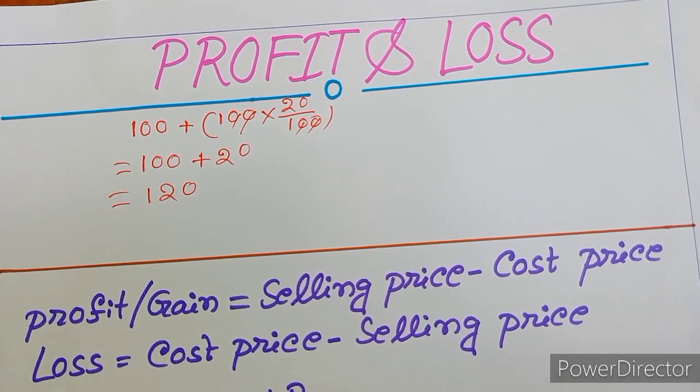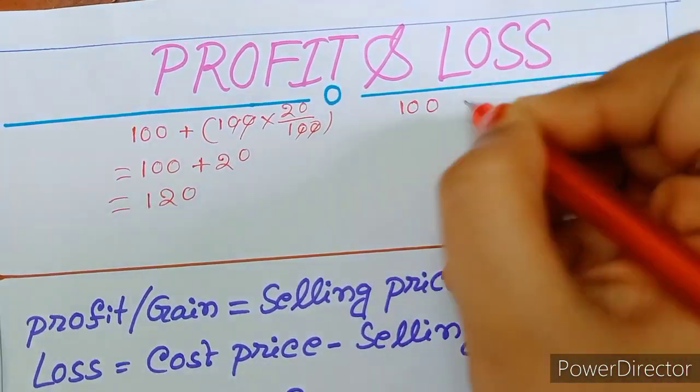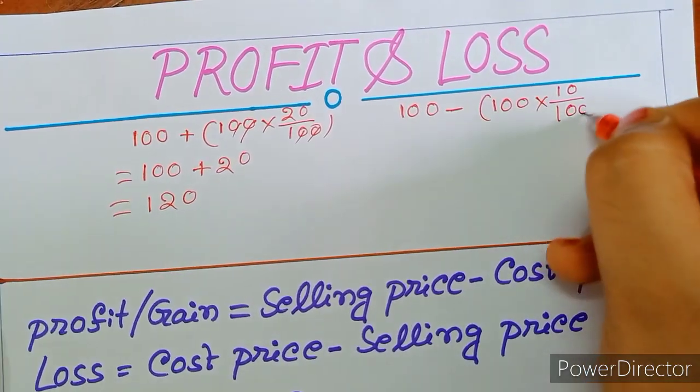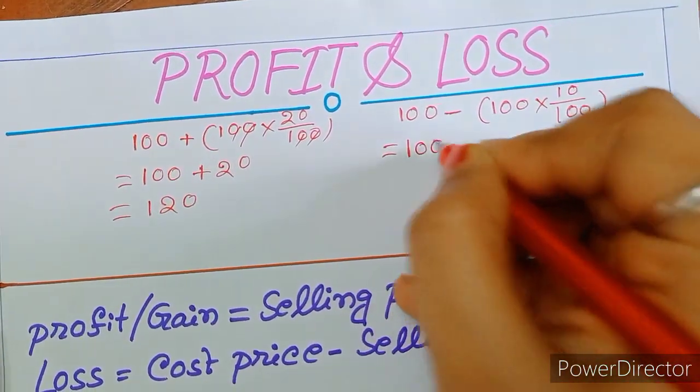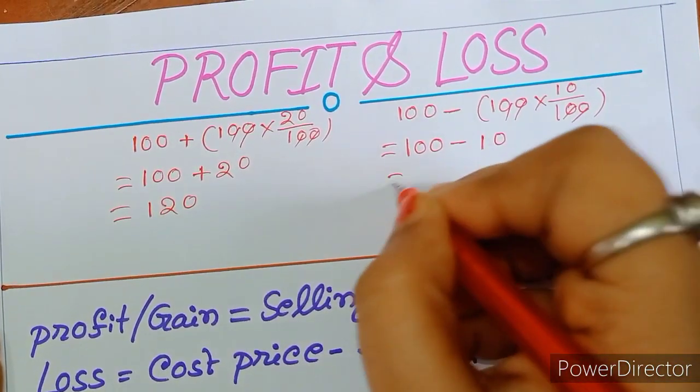Suppose we buy one book for 100 rupees. We make a loss of 10%. Then what is the selling price? The selling price is 100 minus 100 into 10 by 100. So it means 100 minus 10 equal to 90.